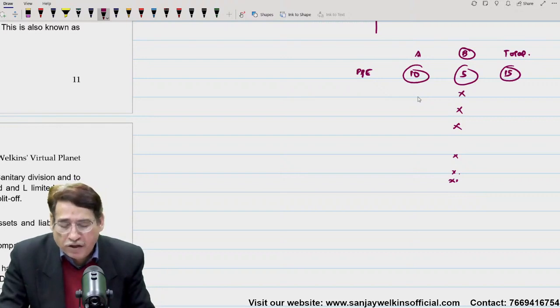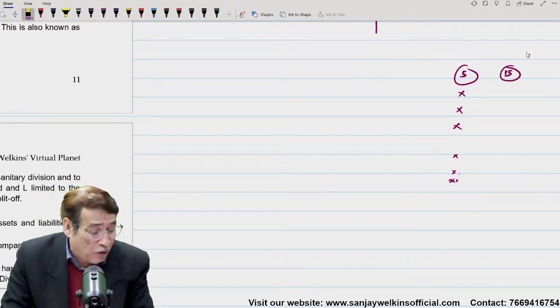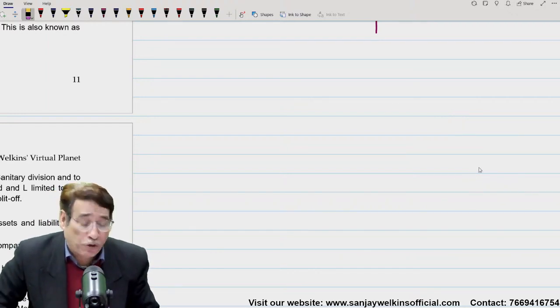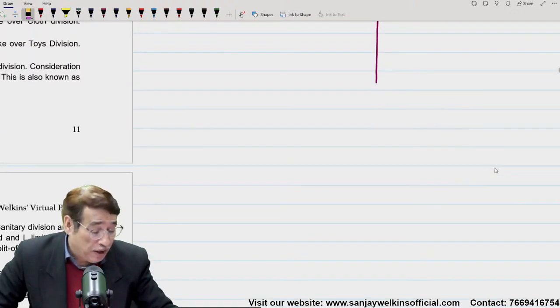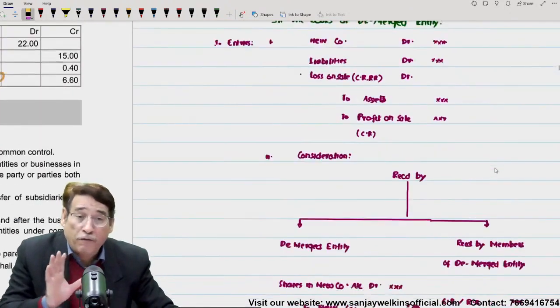So it is not a very tough nut to prepare the new balance sheet. We will see later on how easy it is. It is not tough, provided you have done the entry portion quite well. Correct? Now we move over to step number A in the books of demerged entity.